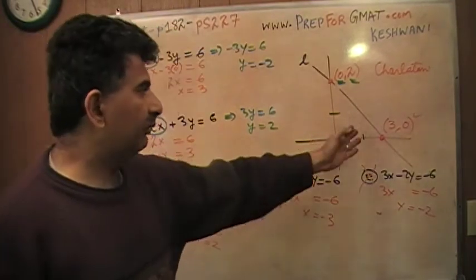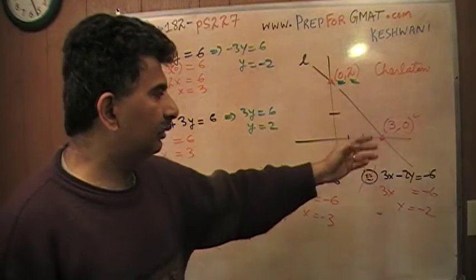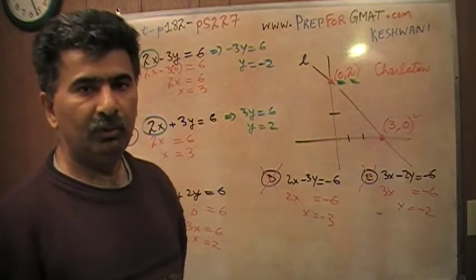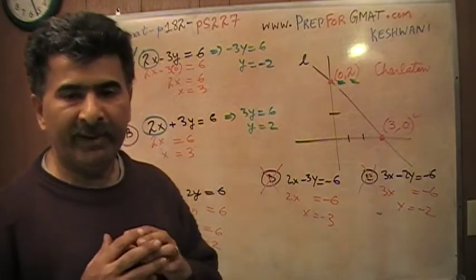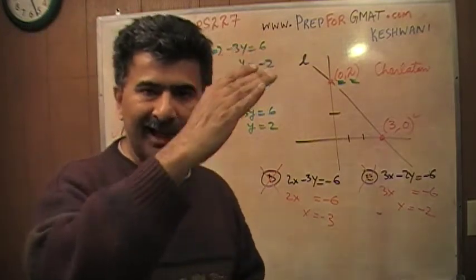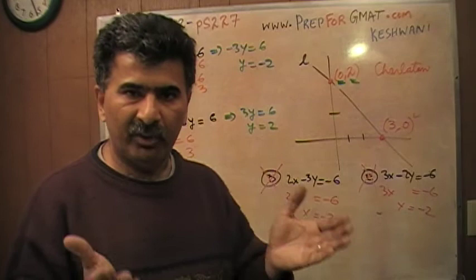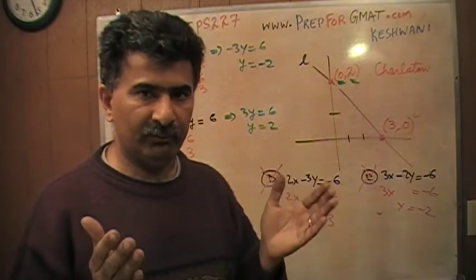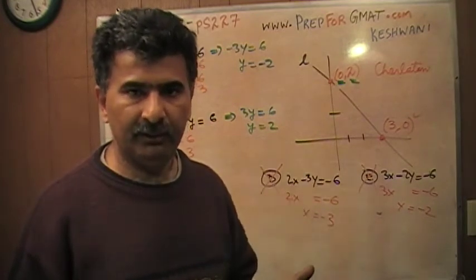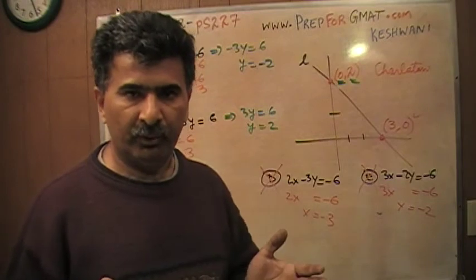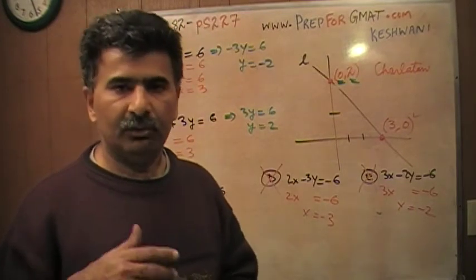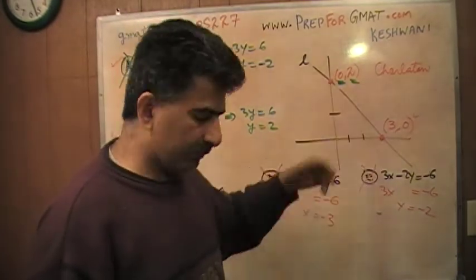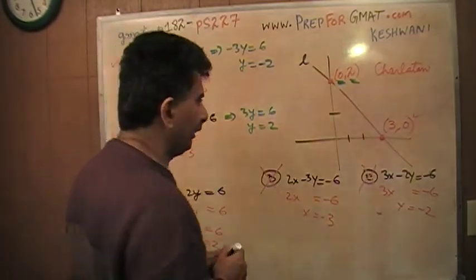When they give you a line with clearly labeled intercepts, the x-intercept and the y-intercept, or for that matter, they don't even have to be the two intercepts. When a line is given and there are two clearly marked points on the line where the coordinates of those points could very easily be ascertained, take the coordinates of the 2 points, put them back in the equation, and you'll find which one is the right equation. Let's call them point A and point B.